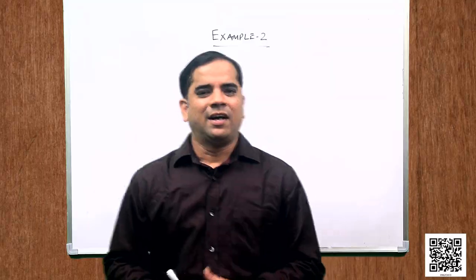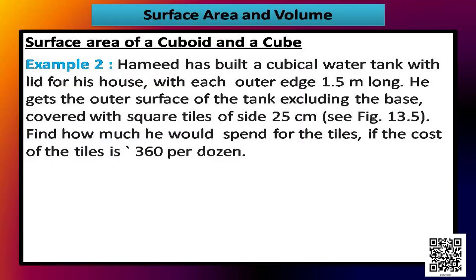What it says? It says, Hamid has built a cubical water tank with lid for his house. With each outer edge 1.5 meter long, he gets the outer surface of the tank excluding the base covered with square tiles of side 25 centimeter. You can see the figure that is given in your book, that is figure 13.5. The question asks, find how much he would spend for the tiles if the cost of the tiles is rupees 360 per dozen. So now let us go for the solution.